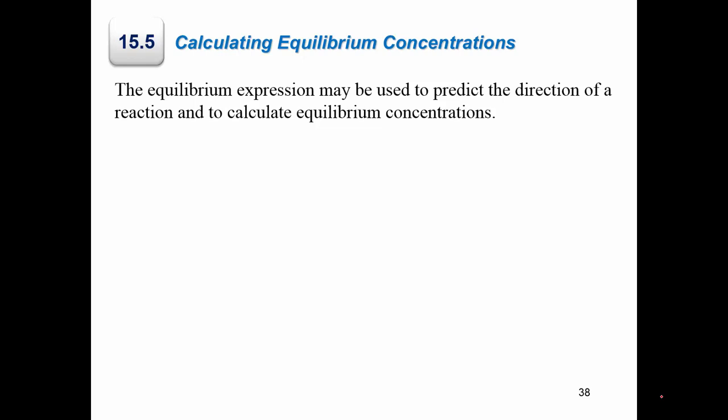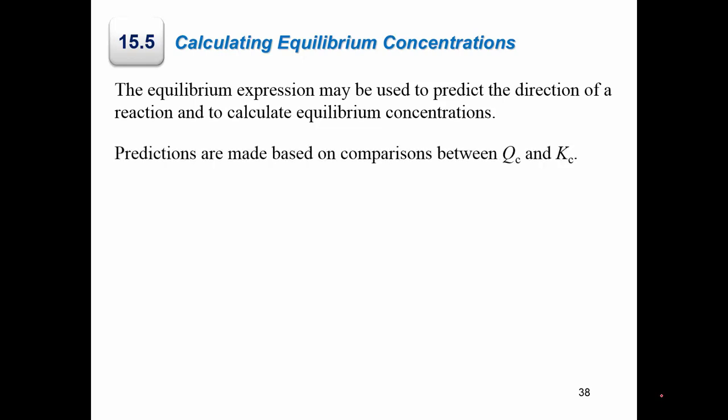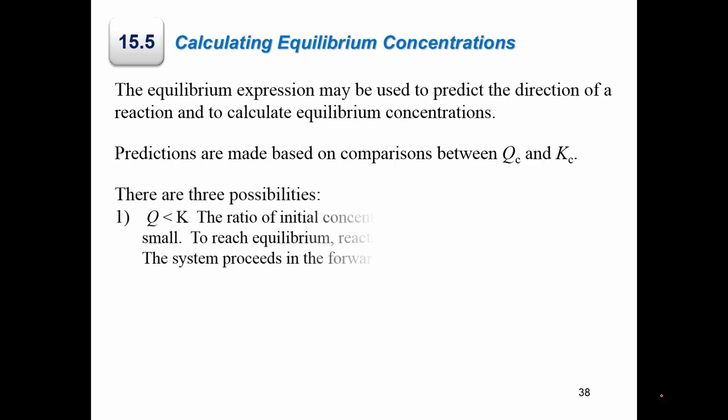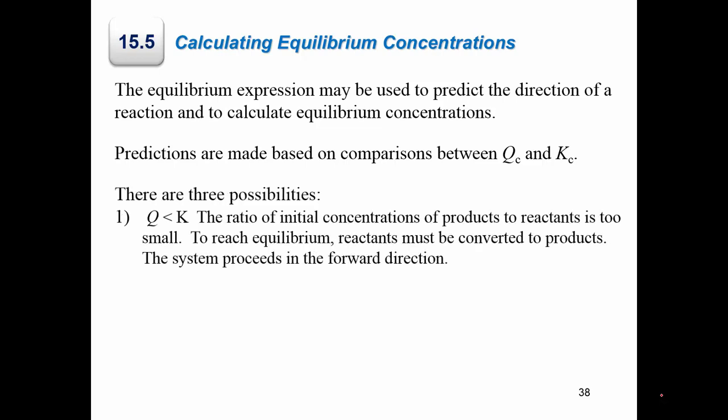Now we're going to get to the part that the next couple of units will build on, and that is calculating equilibrium concentrations. So the equilibrium expression can be used to predict the direction of the reaction and to calculate those equilibrium concentrations. And we make those predictions based on Q and K. So if Q is less than K, and this should be a review from earlier in this chapter, if Q is less than K, more reactants must be converted into products, because currently our reactants are favored.